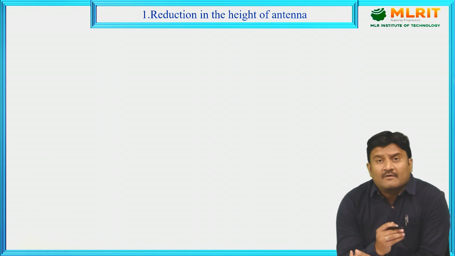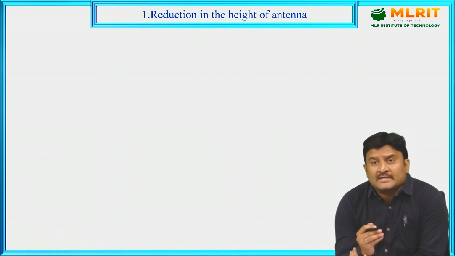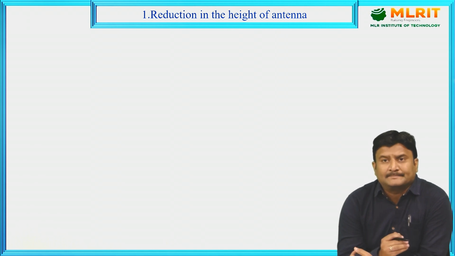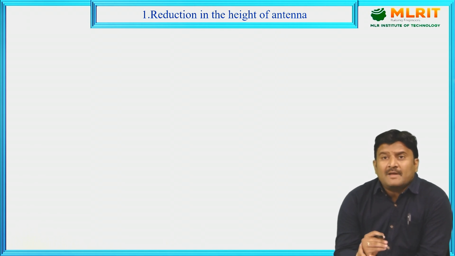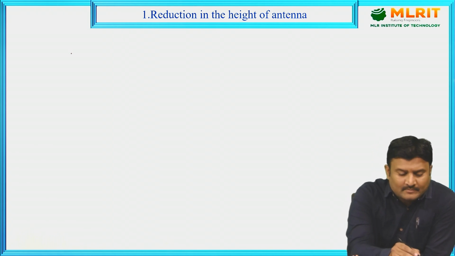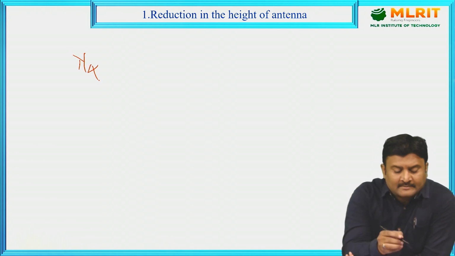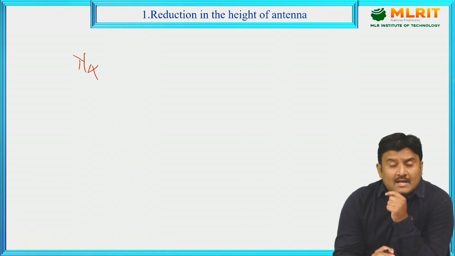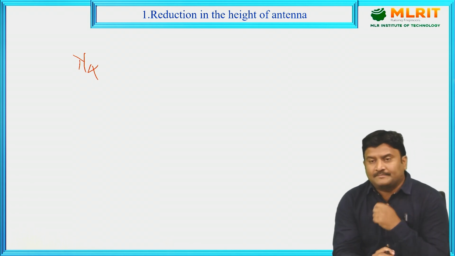Whenever we transmit radio signals, we need an antenna. The minimum antenna height should be multiples of lambda by 4. Observe, very important thing: the minimum transmission height is multiples of lambda by 4.